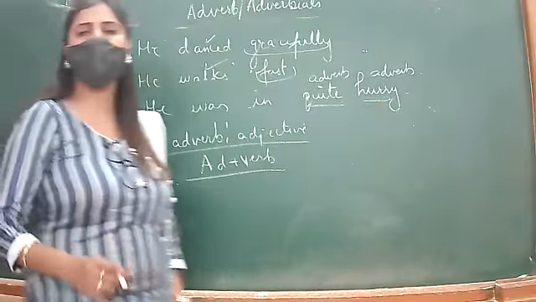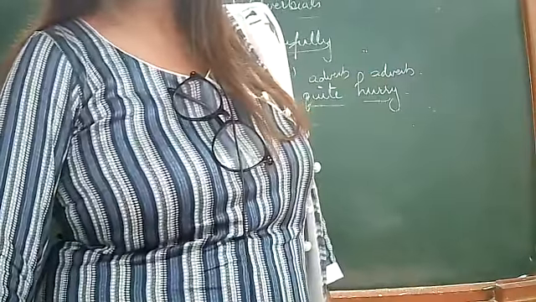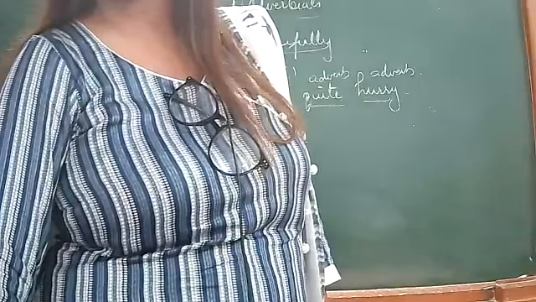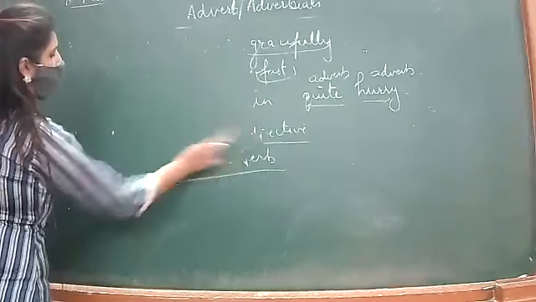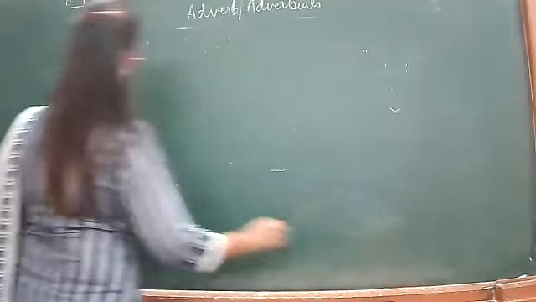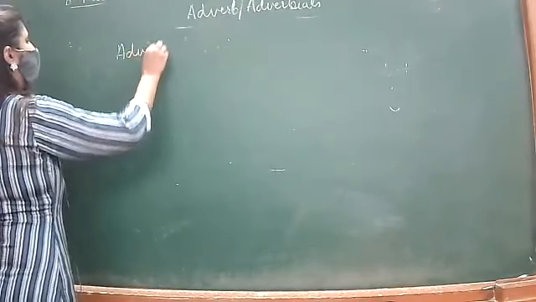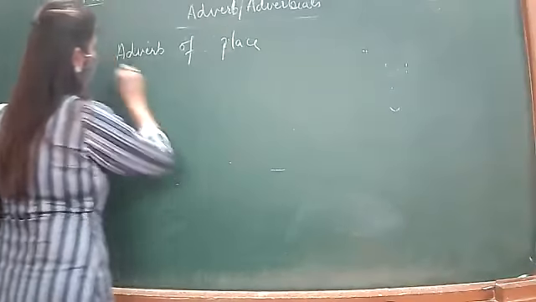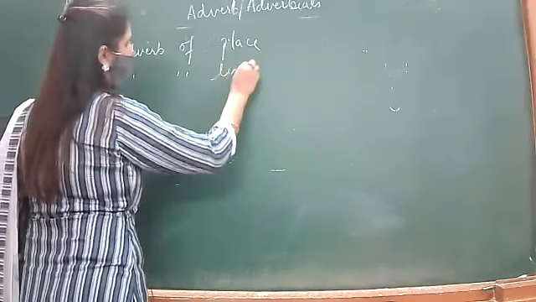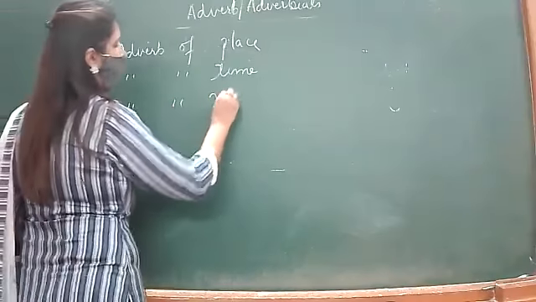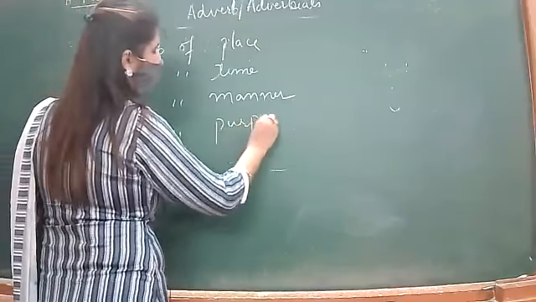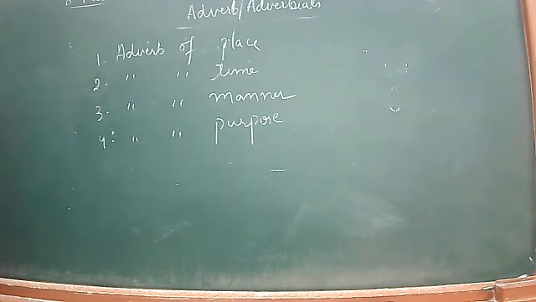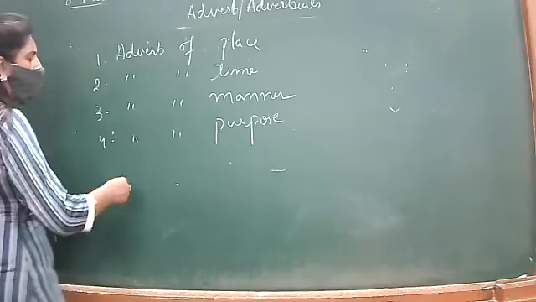So now what are the different kinds of adverbs? Who will raise up a hand? Yes, who will tell me what are the different kinds of adverbs? Yes, Rhythm, you can speak now. Yes, adverb of place. One minute, let me write down side by side. Adverb of place, right? Adverb of time. Adverb of manner. Adverb of degree. Adverb of purpose.